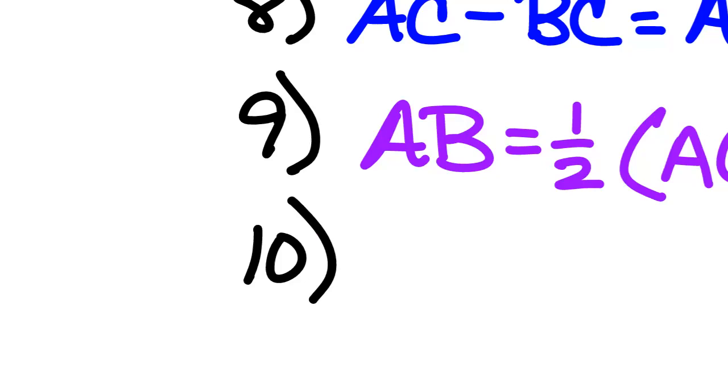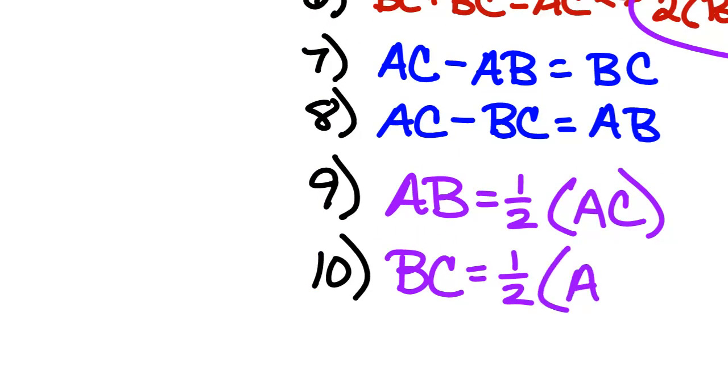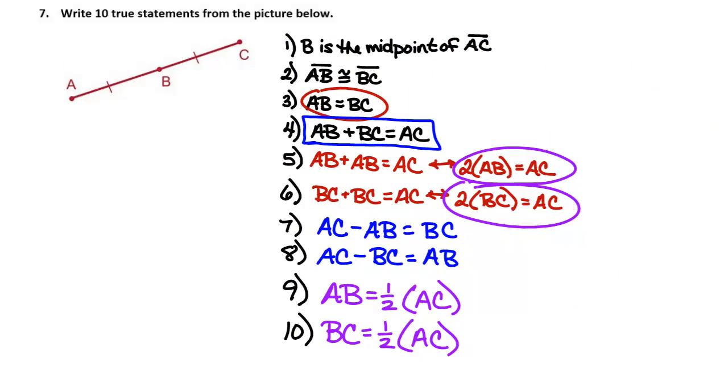Could I make another similar statement, but not about AB? What else is half of AC? BC is half of AC. We just said a lot from a picture that had 3 dots on it. What else would you guys like to see?